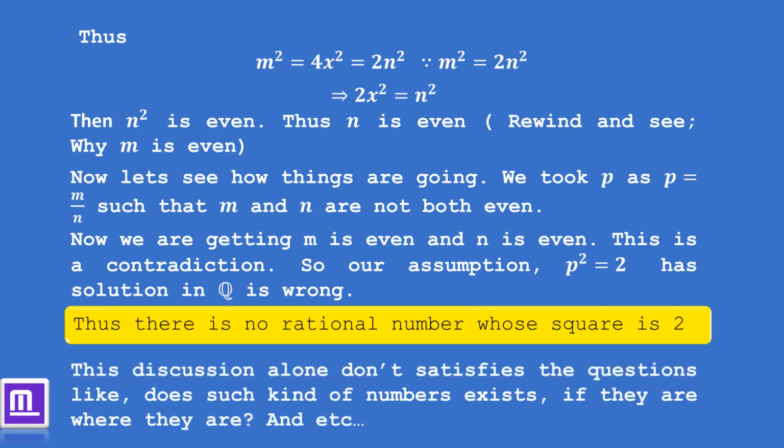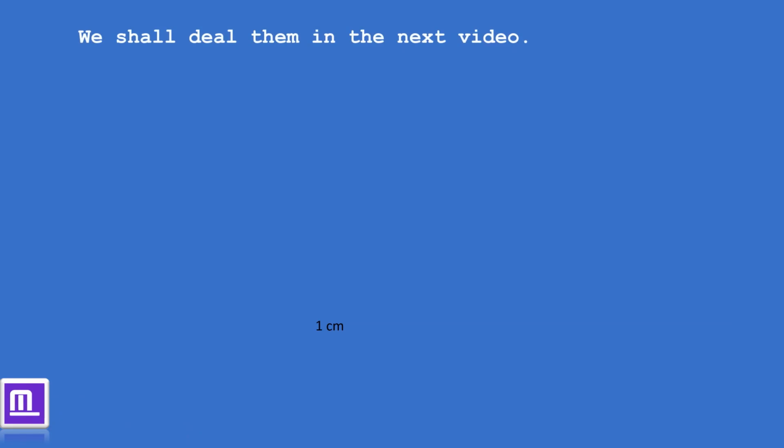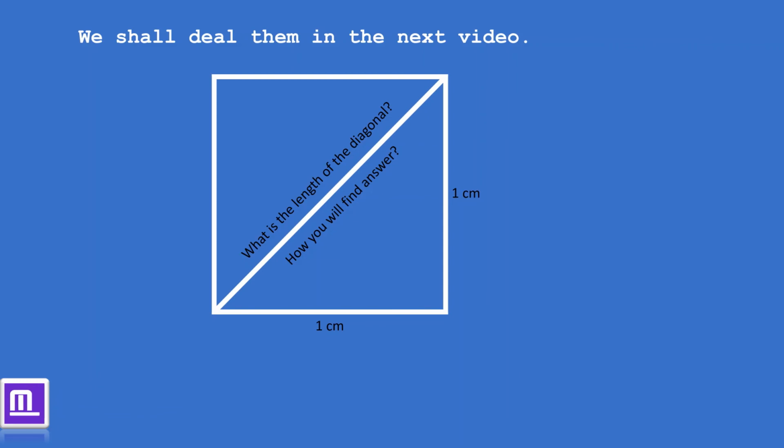This discussion alone doesn't satisfy questions like, does such a kind of number exist? If they do, where are they? And so on. We shall deal with them in the next video. Until then, let me know, or just comment, how you will find the answer to this question: what is the length of the diagonal?